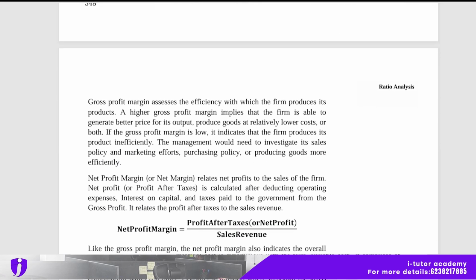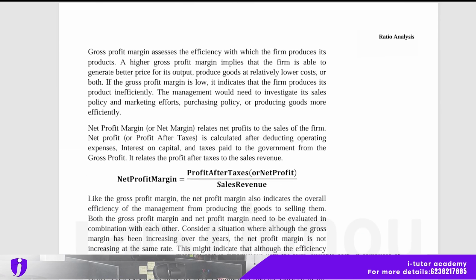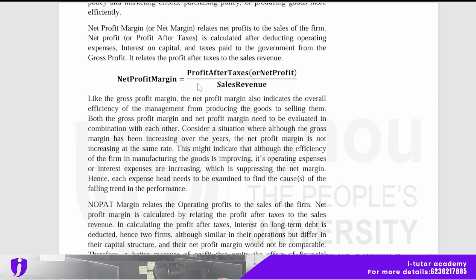Gross profit margin assesses the efficiency with which the firm produced its product. A higher gross profit margin implies that the firm is able to generate a better price for its output, produce goods at relatively lower cost, or both. And net profit margin is equal to profit after taxes, or net profit, divided by sales revenue. Like the gross profit margin, the net profit margin also indicates the overall efficiency of the management from producing the goods to selling them. Both the gross profit margin and the net profit margin need to be evaluated in combination with each other.